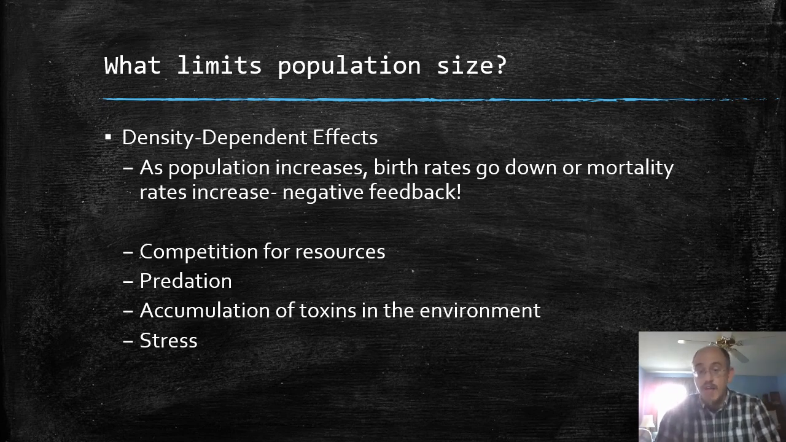Competition for food and shelter, competition for resources, predation, competition for mates might also have some effect here. Accumulation of toxins in the environment. As these unicorns are eating and pooping in the same area where they eat, they might pick up more diseases. Stress is another one. Just being in a crowded area and being stressed all the time might mean you have fewer babies.